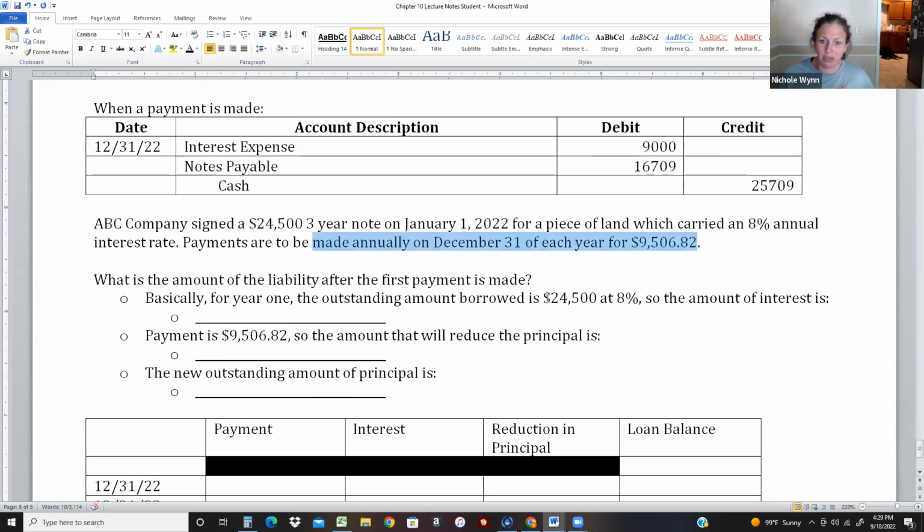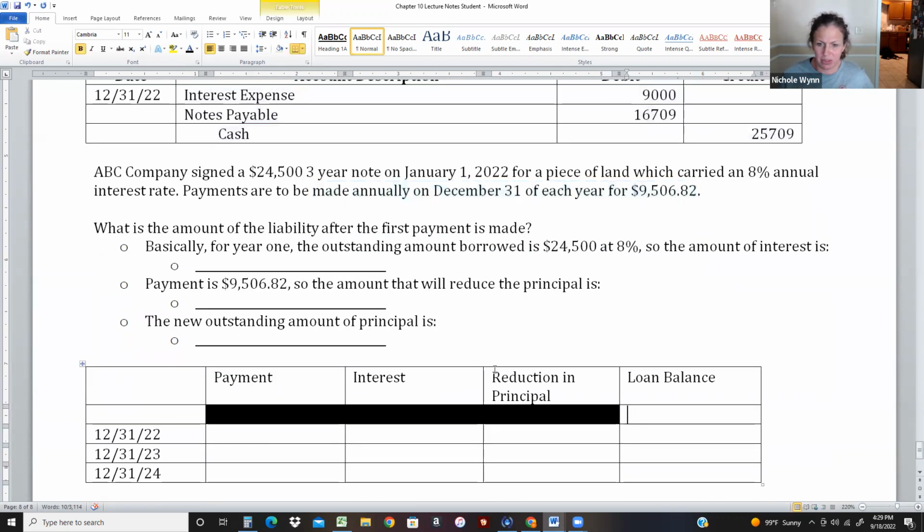What happens is you need to calculate how much goes to interest and how much goes to principal. So let's start to fill out this table, and then I'm going to show you guys how to get the numbers. We borrowed $24,500. Our payment is $9,506.82, and we're going to make that payment every year. Actually, it would usually be monthly, but then I would have had to make you do one of these for 3 years, so 36 rows, and that's a lot of math and a lot of calculations. So I did annual payments to help you out.